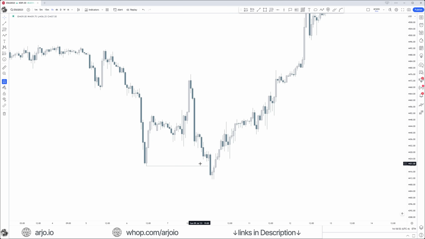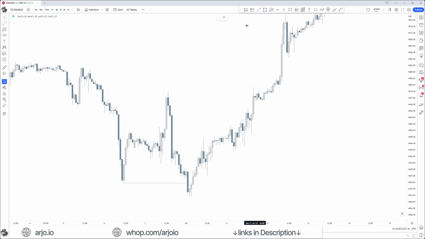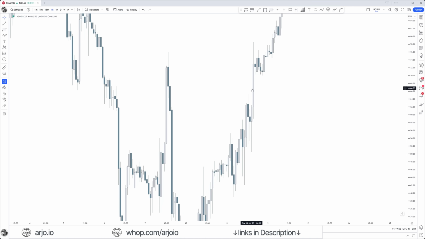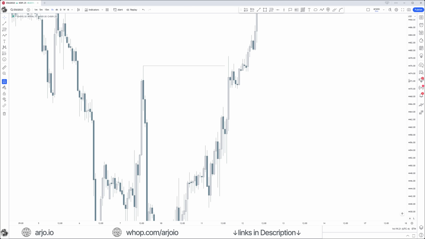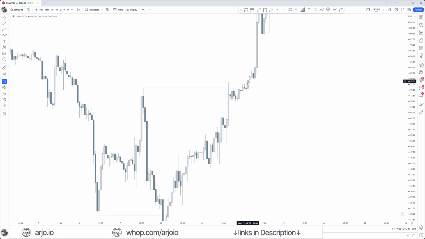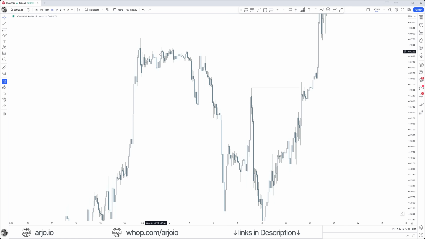Now, this is actually a part that I mentioned in the Discord in the mentorship. When we went above this high right there, we respected that fair value gap. So we traded into that fair value gap and respected that high as well, because we were immediately continuing higher off of this fair value gap overlapping with the high that we just went above. Then this move right there already told me that we are now heading towards the next drawn liquidity, which was those highs right there.